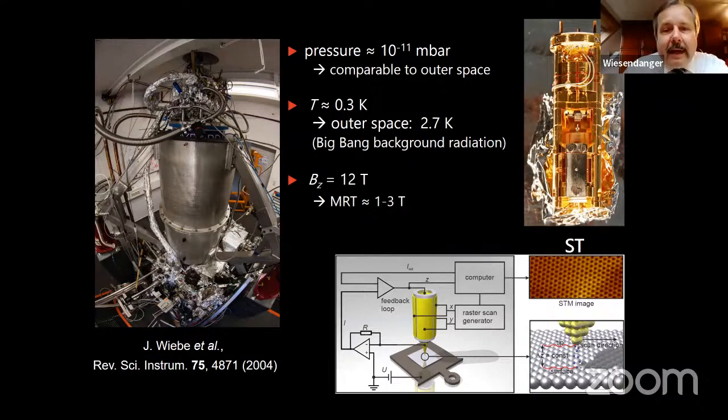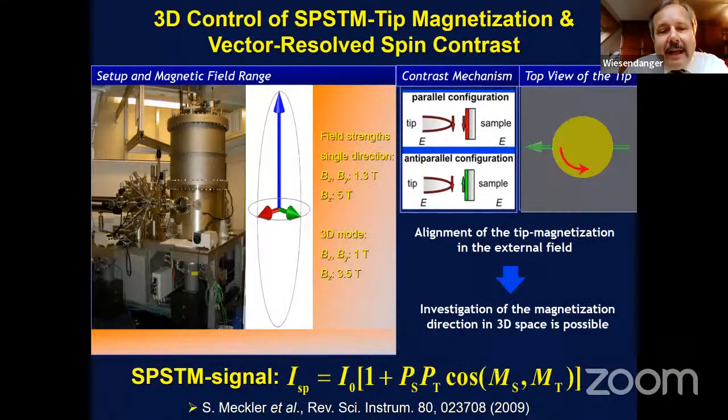However, if we would like to look at non-collinear spin textures, and that was our interest now already for more than 20 years, this is not sufficient. You need an experimental setup where you have a three-dimensional vectorial magnetic field provided by a three-axis superconducting magnet, where you can apply fields at least on the order of a Tesla or so in all three directions in space. With that kind of three-dimensional vector magnet, you would be able to control the spin orientation at the very end of your probe tip in three-dimensional space.